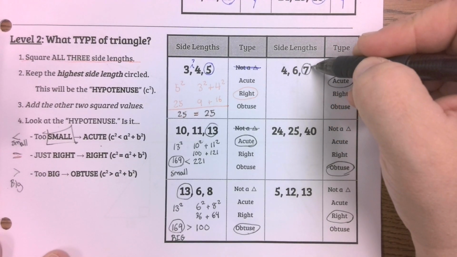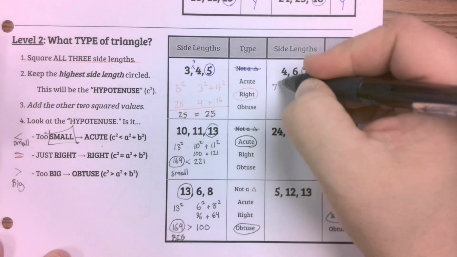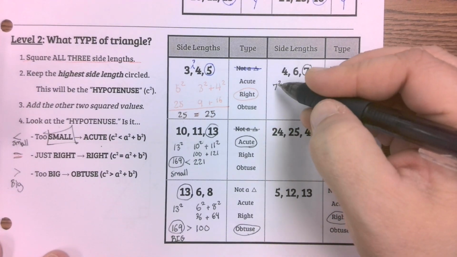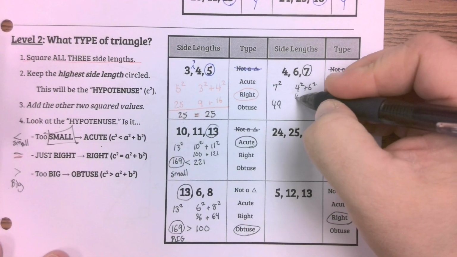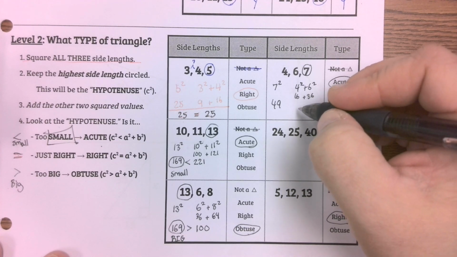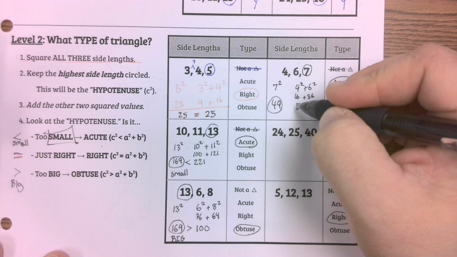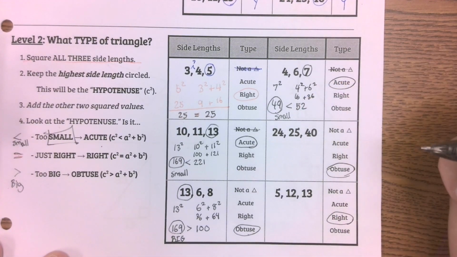4 plus 6 is 10, which is bigger than 7, right? And then I would have 7 squared, and I have 4 squared plus 6 squared, okay? 49, and then 4 squared is 16, and 36 for 6 squared. That gives me a total of 52 for this side. 49 is smaller, it's less, so it's acute.